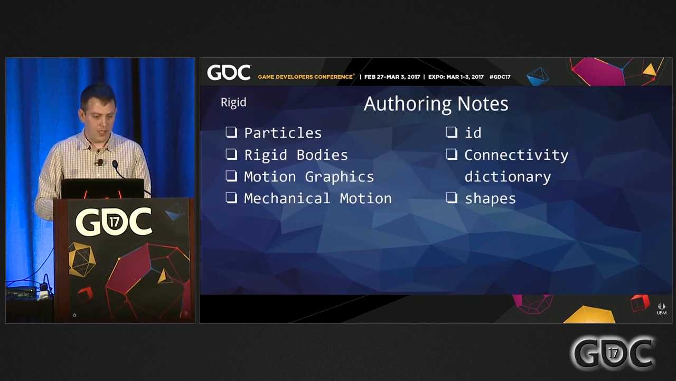A few other random authoring notes. When you're doing rigid, you pretty much need any particle, rigid body, motion graphics, any mechanical motion methods you can use to author with rigid. But you always have to do IDs on any object, so that's the most important thing to maintain.